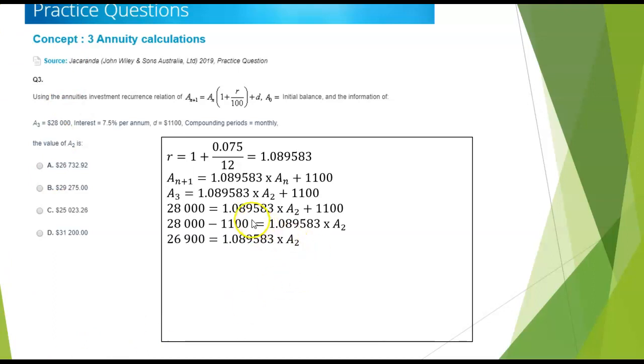And I've still got my interest rate here, or my R value. So now to get A2 by itself, I have to divide both sides by my R value. And when I do that, I get $26,732.92. So my second value is $26,732, and here it is as answer A.